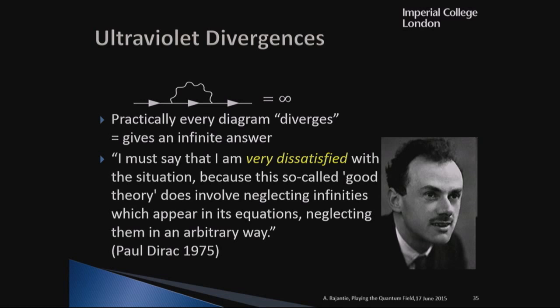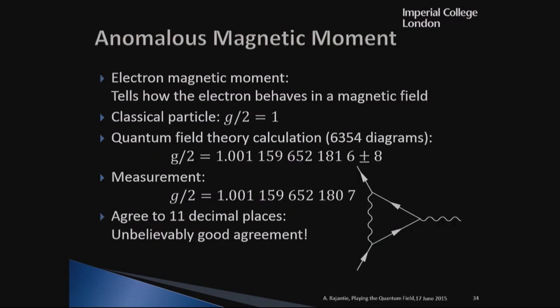For instance, Paul Dirac, who was one of the pioneers of quantum field theory, said that he was very dissatisfied with the situation where you do a calculation where you get infinite answers and you somehow have to massage them to get predictions. So even if at the end of the day your calculations were as accurate as this, it seemed that the way of getting to the answer was not legitimate.